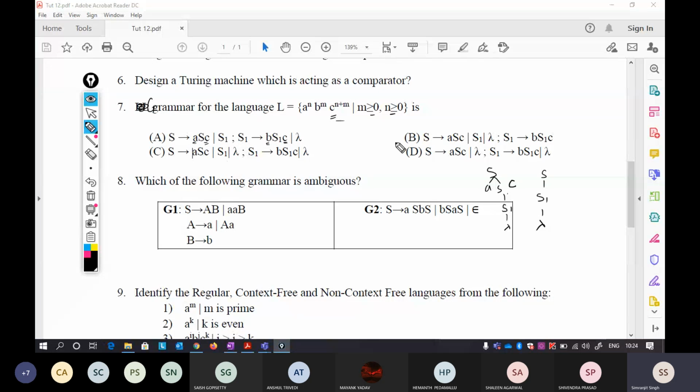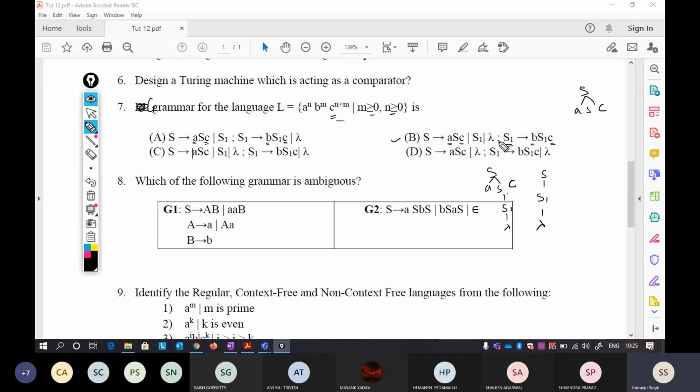Okay, so just check the next option if there is a lambda here. So this lambda is again in the first step. Again a. Okay, so it is saying the number of a's and number of c's are equal, and the number of b's and number of c's. There is a problem in this one. The functional problem is that when you go to S1, there is no stopping point there. So suppose S1 tends to a S c.